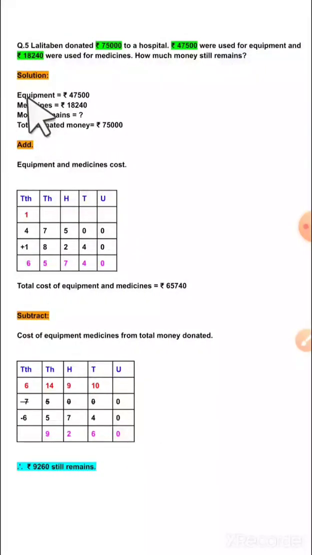Question number 4 and question number 5 are omitted.